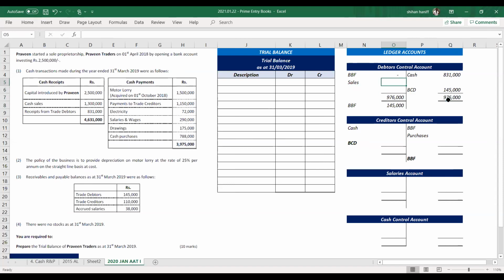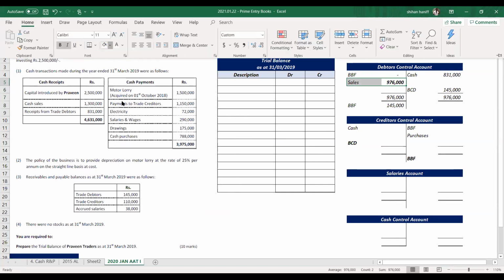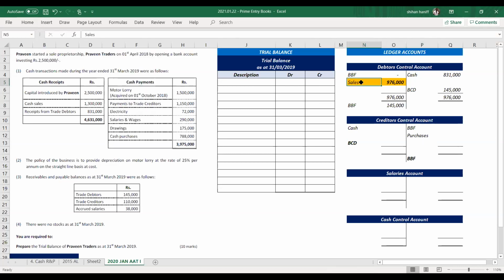976 is the total credit. So since there is no opening balance, the same amount will be considered as sales. Sales is 976.